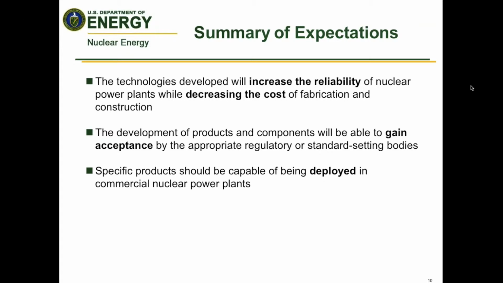Under expectations, we're looking for technologies that will increase the reliability of nuclear power plants while decreasing the cost of fabrication and construction. Looking to the development of products and components that will be able to gain acceptance by the appropriate regulator or standard setting bodies, and also the specific product should be capable of being deployed in a commercial nuclear power plant. Overall, the product that is proposed has to be usable. We're not just asking for R&D, it has to be deployable. So please make sure you address this in your proposal.